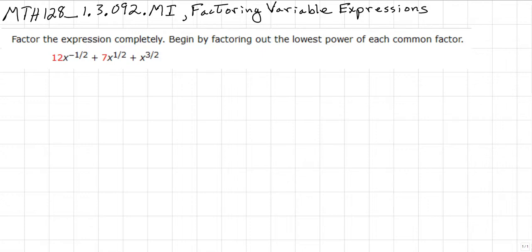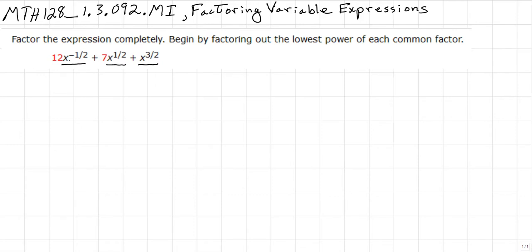Factor the expression completely. Begin by factoring out the lowest power of each common factor. So this is factoring a variable expression, and what we're going to do is look at the variable components of the polynomial. The smallest or lowest power in this case is -1/2.